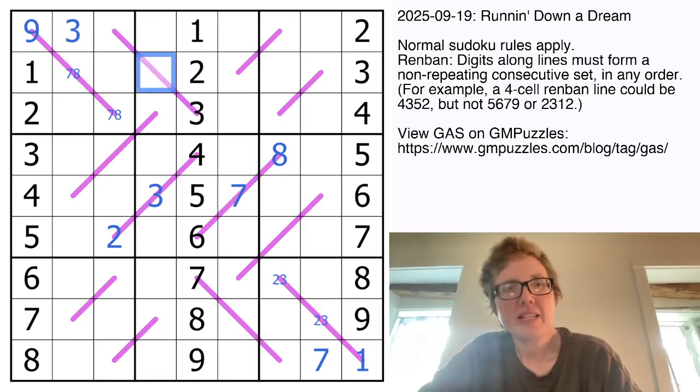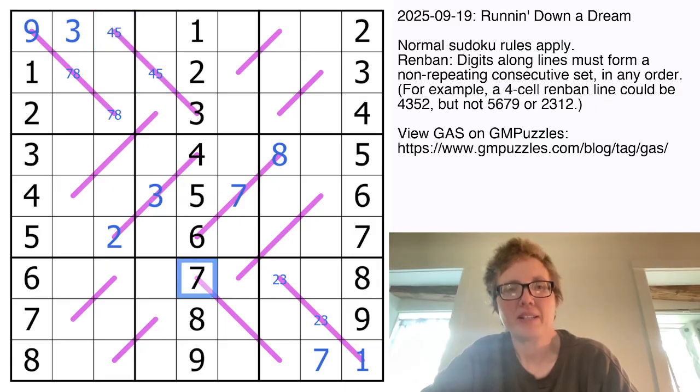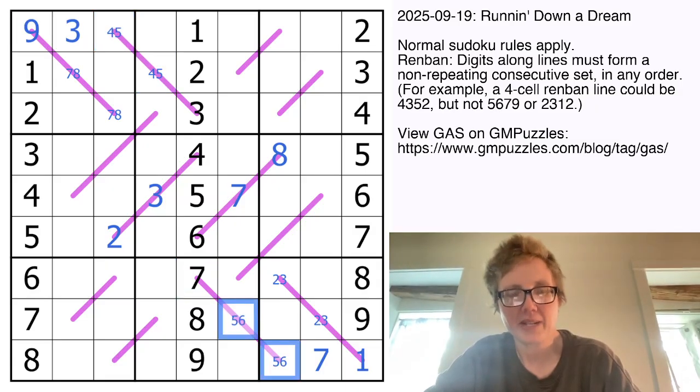Alright, this 3 line doesn't have a 2 on it anywhere, so it has to be 3, 4, 5. That's going to make this a 4, 5 pair. And the 7 line doesn't have an 8 on it, so it has to be 5, 6, 7.